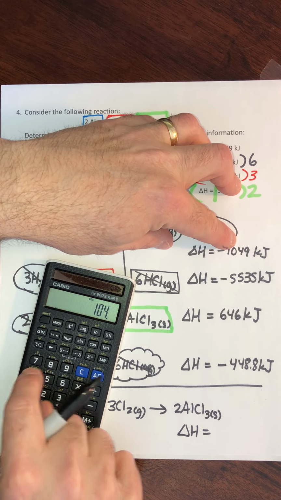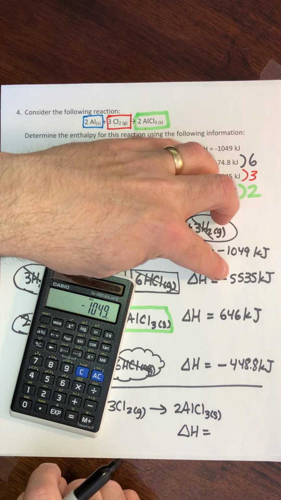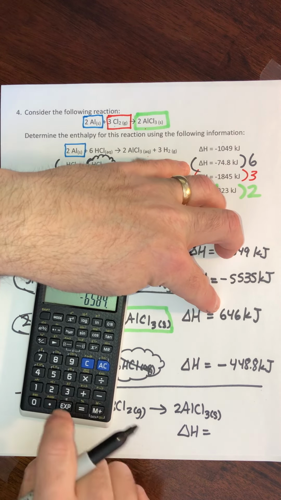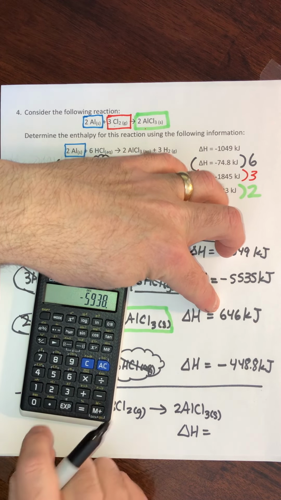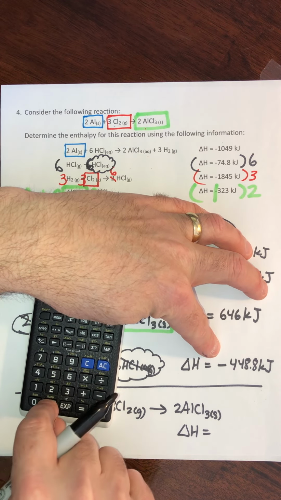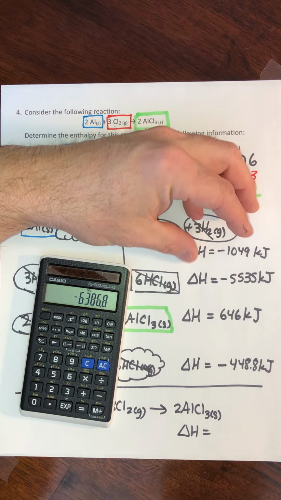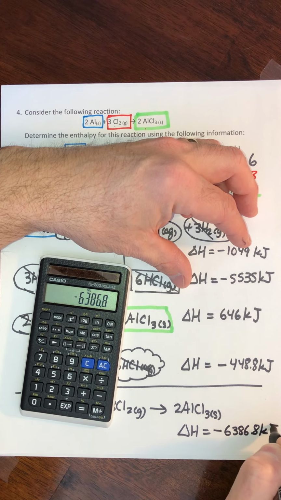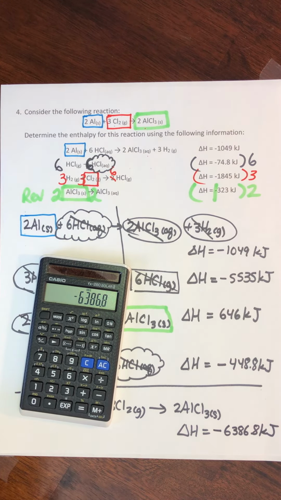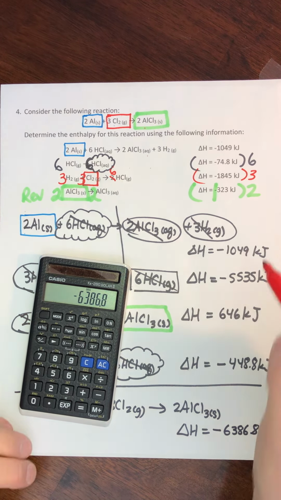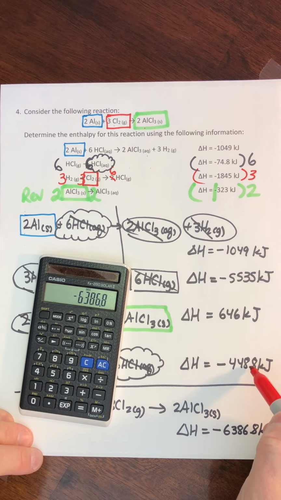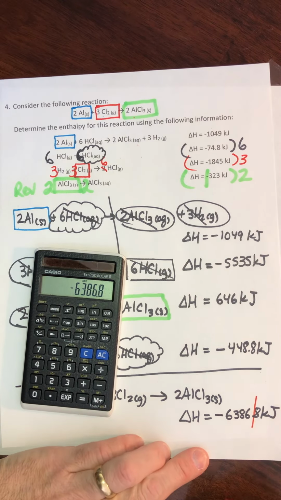So 1049 negative plus 5535 negative plus 646 plus 448.8 negative. That gives me a negative 6,386.8 kilojoules. If you're not worried about sig figs, that's an excellent answer. If you are worried about sig figs, no decimal places, no decimal places, no decimal places, 1 decimal place, so your answer should have no decimal places.